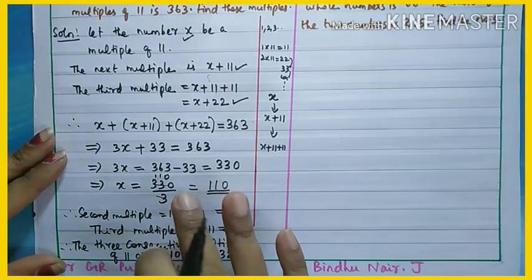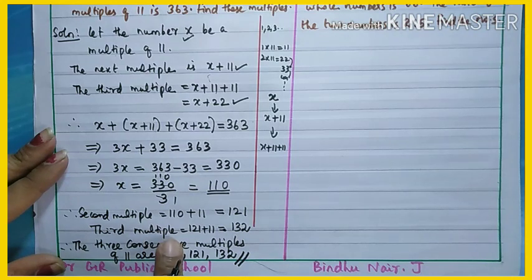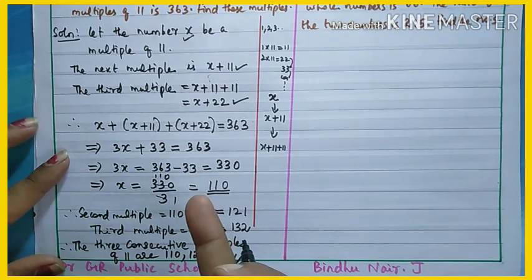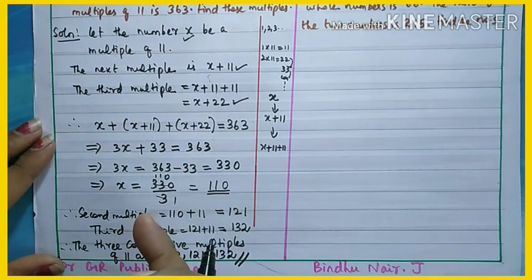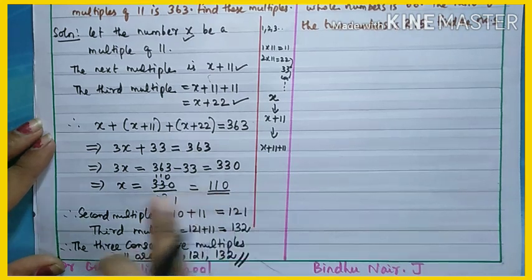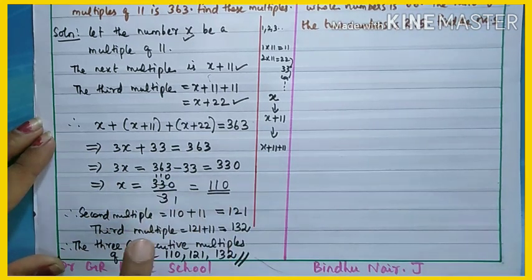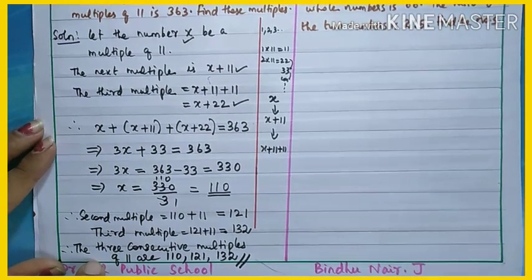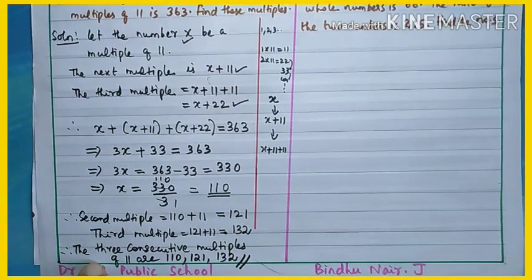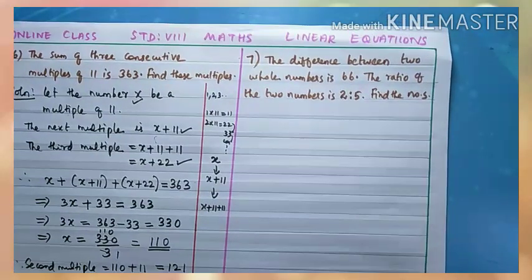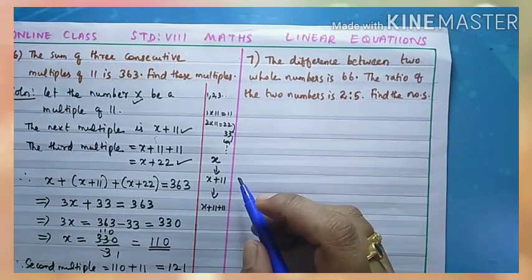So likewise you are having some problems in exercise. If it is multiple of 8, then you want to add 8. If it is multiple of 5, you want to add 5. Okay, here the multiples of 11, so we added 11 and we made an equation and find out the three different multiples. Okay, understood children? Yes. Now next question. Now children, we are going to see the last problem of today's class.